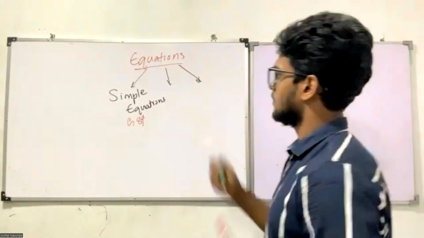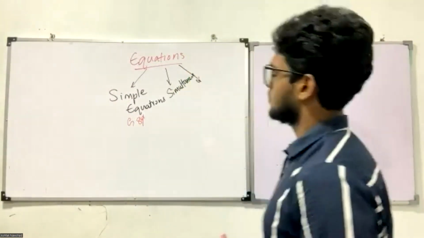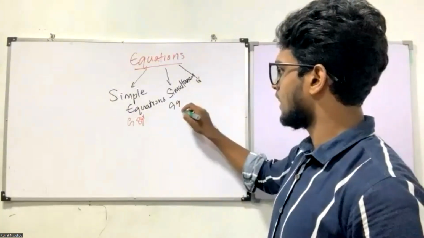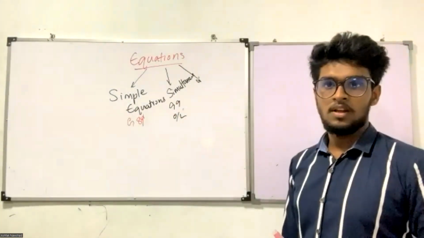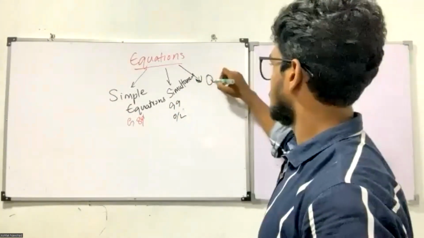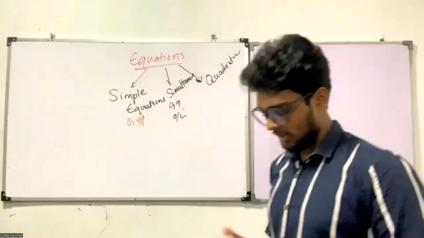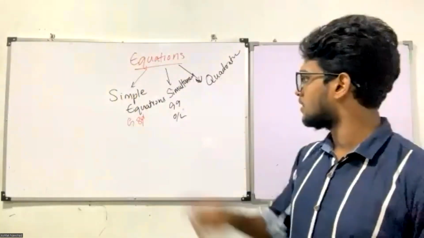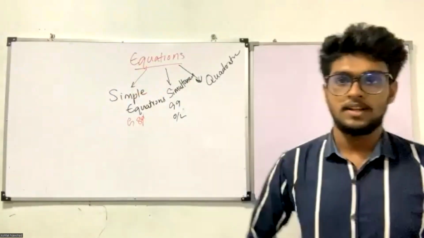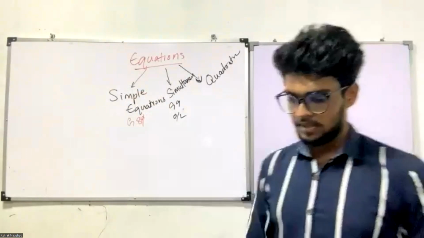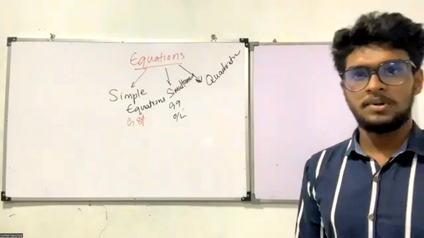And then there are simultaneous equations. Simultaneous equations are introduced to you in grade 9 and continued till O levels. And then finally, you study quadratic equations in grade 11. So this session will mainly focus on simultaneous and quadratic, since simple equations are pretty easy to understand. We'll just look at simple equations first, and then we'll quickly jump to simultaneous equations.